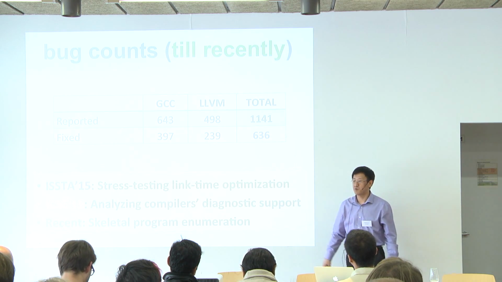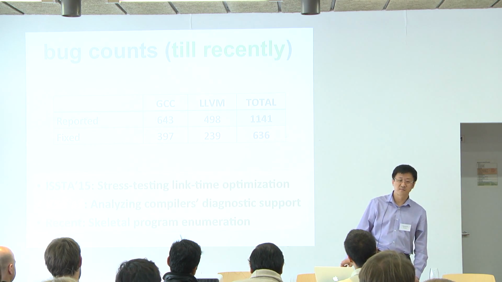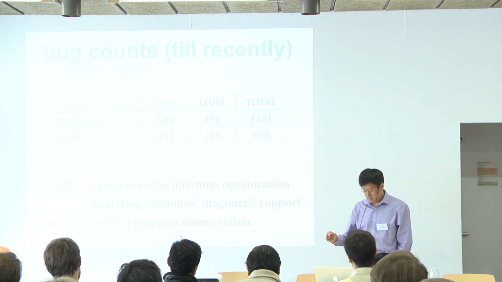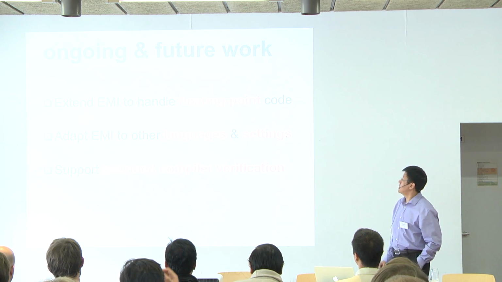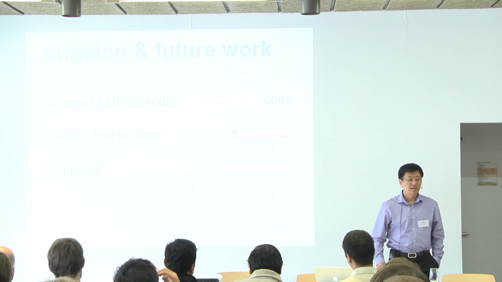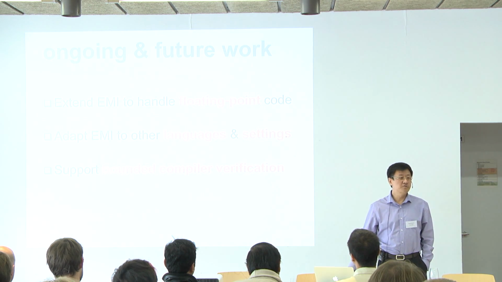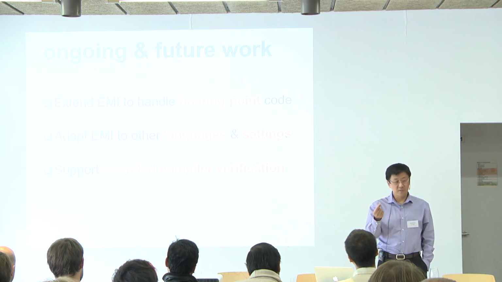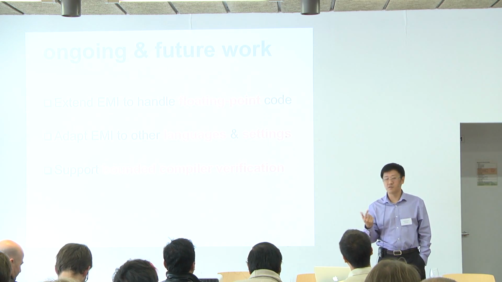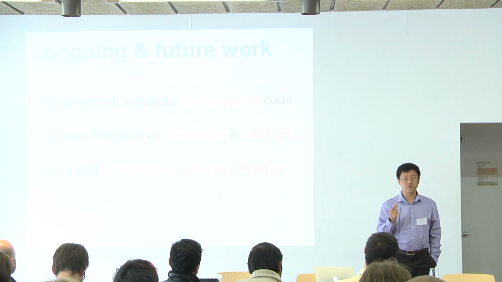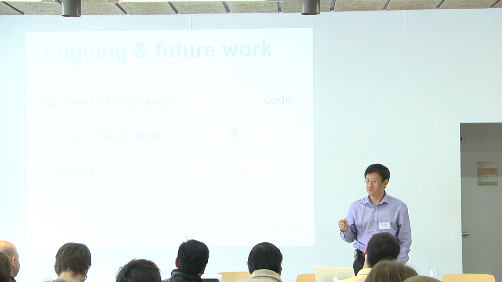That's probably not surprising to people because the C++ front end is very, very hard to get right, especially with C++ templates. Here are some ongoing efforts. We want to extend EMI to handle floating point code. Conceptually it sounds easy, but it's actually not that easy, because for integer programs, the result is very clear. If you get a value 0, you should get 0. But for floating point code, that's not clear. How do you even build an oracle? We have some ideas, but we need to do the serious work.